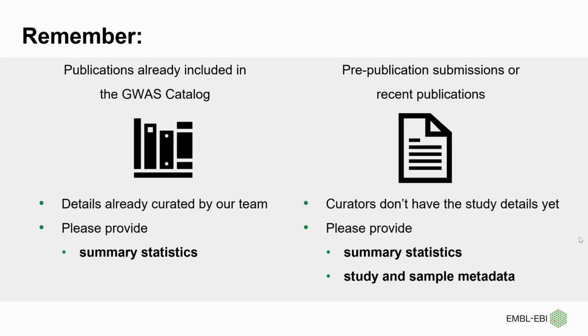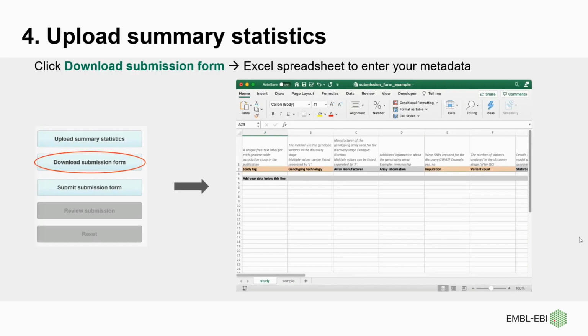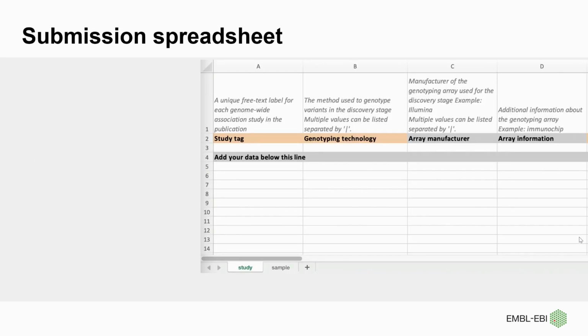So finally, it's time to upload your metadata. Remember that if your studies are already in the GWAS Catalog, you'll only need to provide the summary statistics themselves. Whereas if it's pre-published or only recently published, we'll probably ask you to provide additional metadata as well. So first click Download Submission Form to get an Excel spreadsheet where you'll enter your metadata.